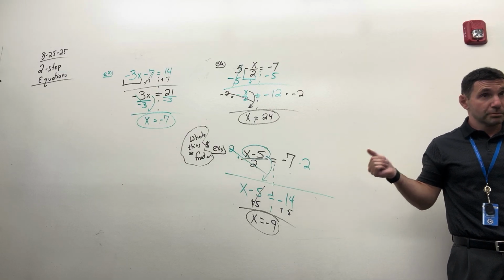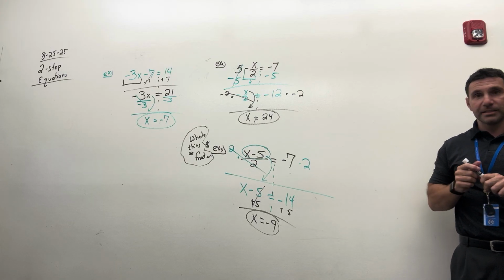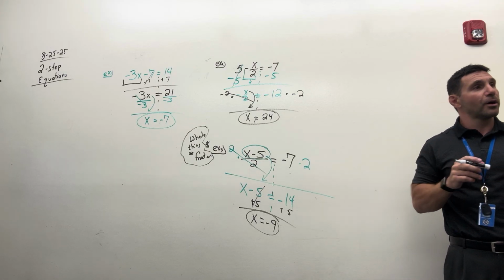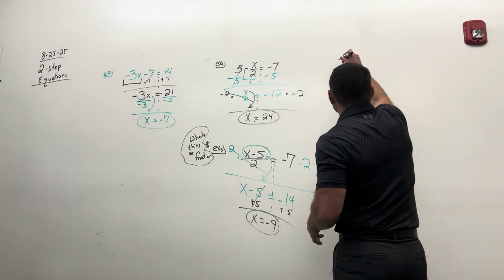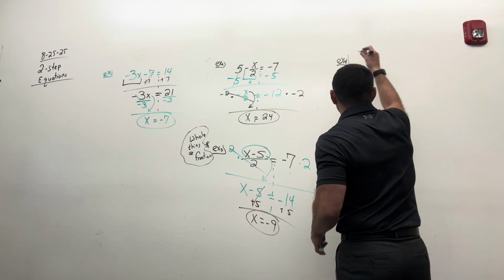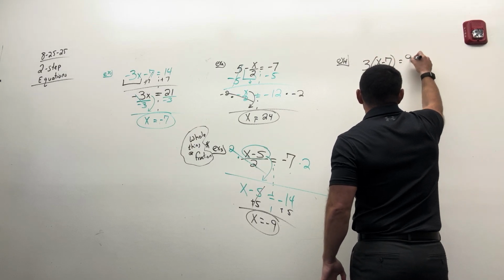Good? Okay. Now, there's a caveat to this one. It is not wrong if you don't do it how I showed you. 3x minus 7 equals 9.